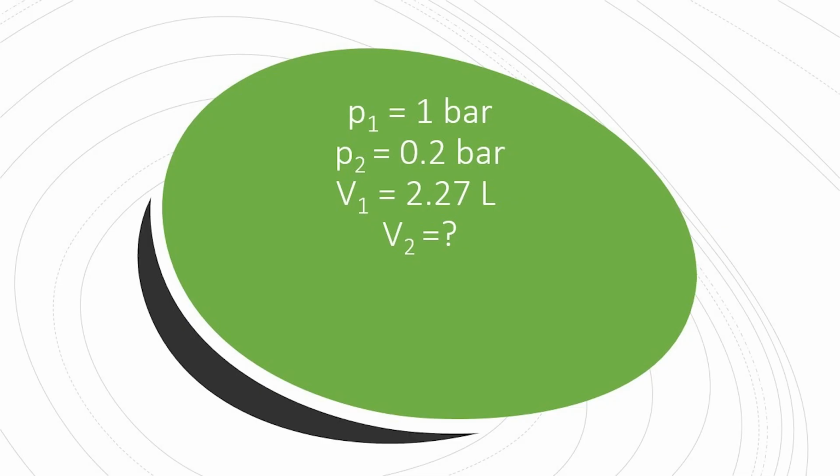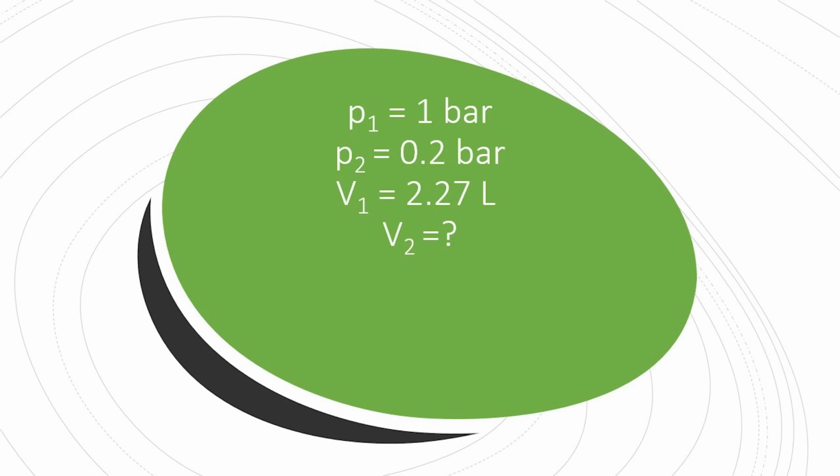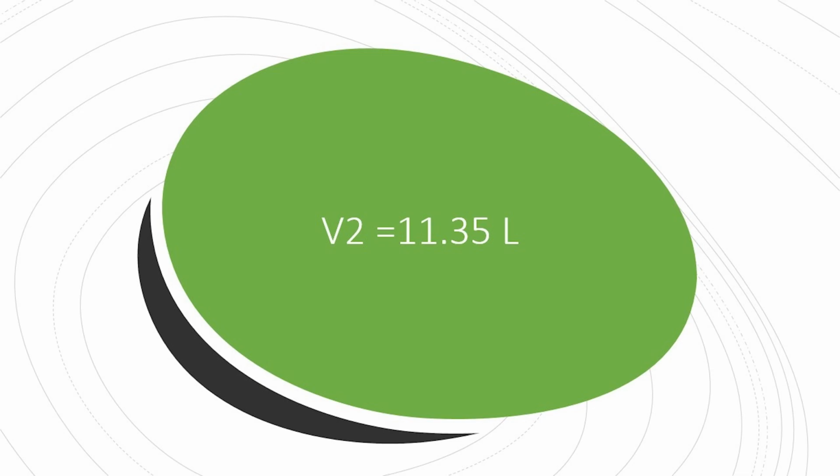So two pressures are given and two volumes are to be used. So we can use the equation P1 V1 equal to P2 V2. P1 is 1 bar, V1 is 2.27 liter, P2 is 0.2 bar, so we have to find V2. Substitute the values in the equation P1 V1 equal to P2 V2. Then you will get the answer: V2 is equal to 11.35 liter. So up to this volume you can expand the balloon.